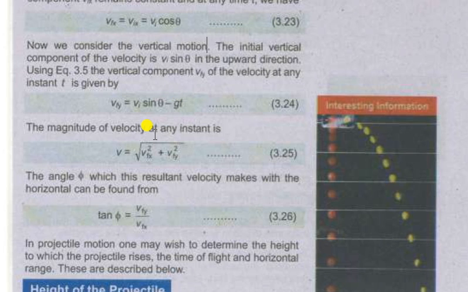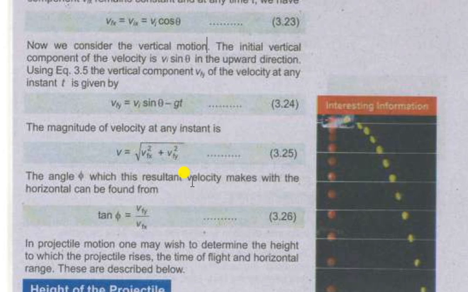So if we want to calculate the magnitude of the velocity at any instant of time, this will be v equals the square root of vfx square plus vfy square, because vfx and vfy are the perpendicular components of the velocity. So we can find the magnitude of the resultant at any instant of time. You can find the velocity v by putting the values of vfx and vfy here.